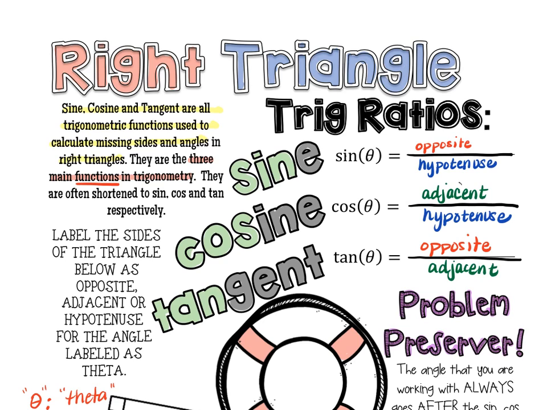And I defined sine as being the length of the opposite side over the length of the hypotenuse. I defined the ratio for cosine being the length of the adjacent side over the hypotenuse. And finally, tangent, I defined it as being the opposite over the adjacent.